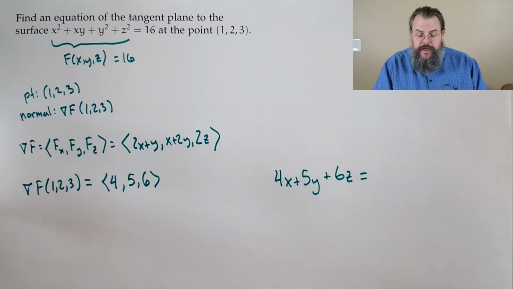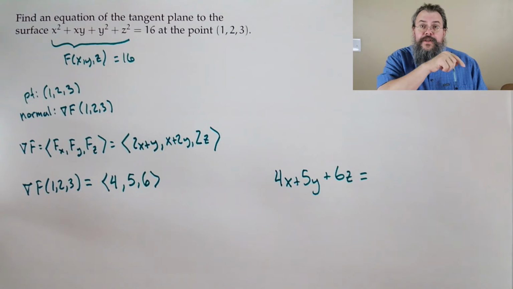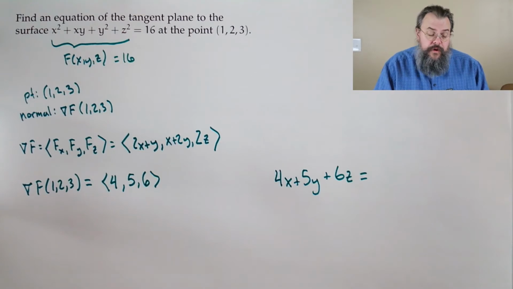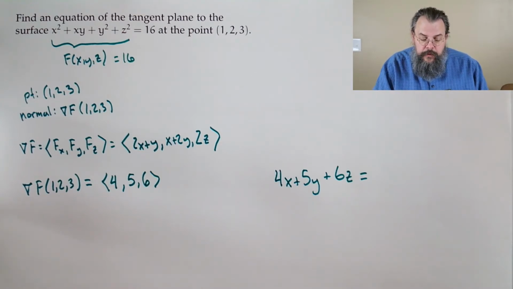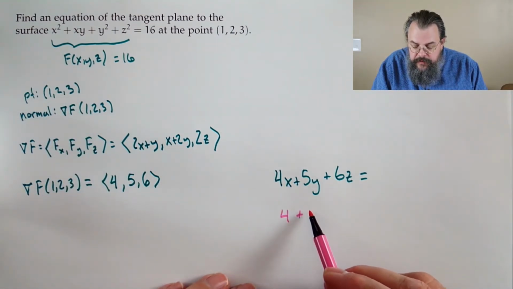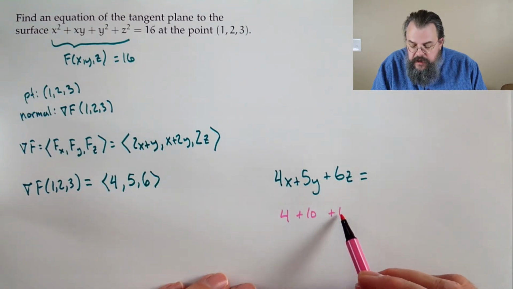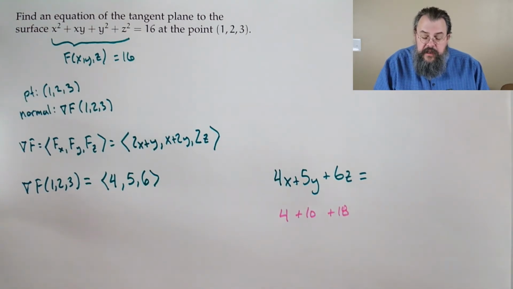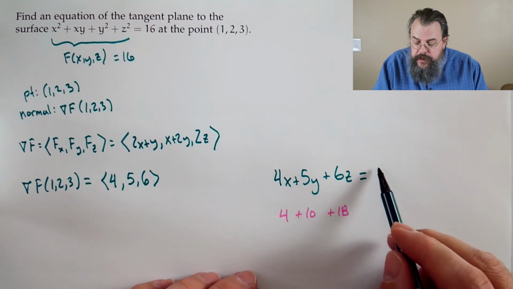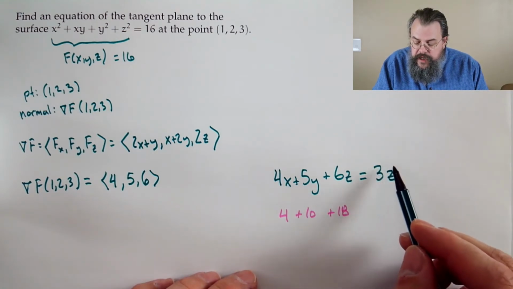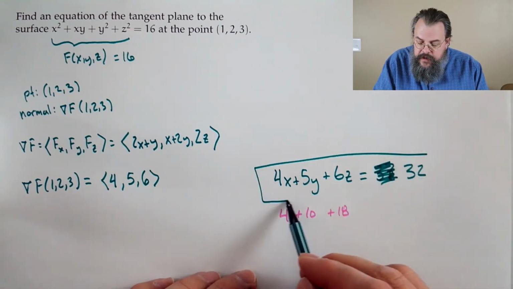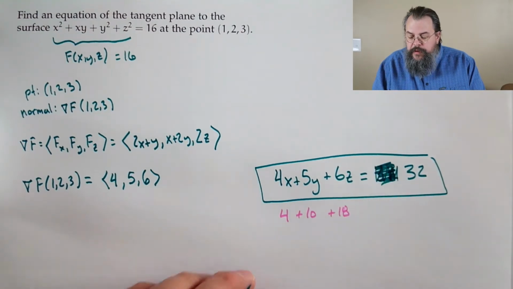Because that's how we get a plane. Once we have a normal vector, the normal vector entries are the coefficients. We just need to figure out what the something is. And for that, we use our point. So we take our point (1, 2, 3) and plug it in. So 4 times 1, 4; 5 times 2, 10; 6 times 3, 18. So 4 plus 10 plus 18 gets us up to 32. So 4x plus 5y plus 6z equals, not 30, Steve, come on, 32, there we go. Well, other than a small slip, that's it.